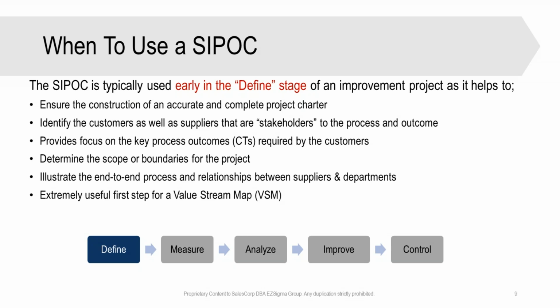Because we don't want to necessarily change a process that impacts our supplier or customer in a negative fashion. So we want to understand what their views are on it, and we can't do that unless we know who they are. So it really helps us define the scope and the boundaries of the project and illustrate the process relationships between those suppliers and departments.